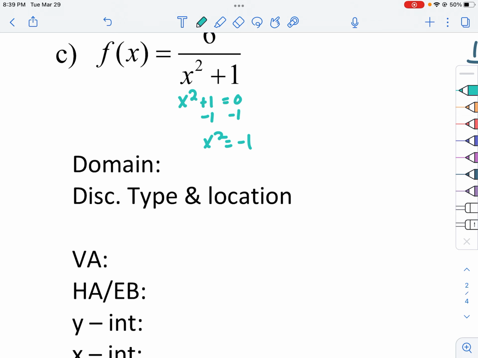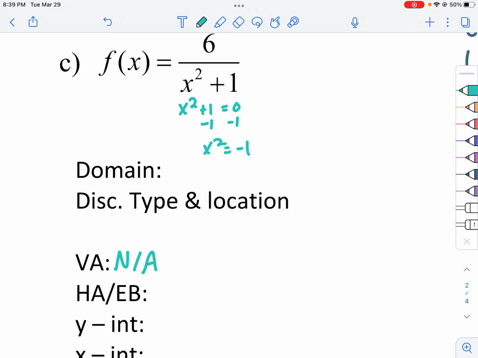So in this case, because we would get imaginary values if we tried to set the bottom equal to 0, it actually doesn't have any vertical asymptotes, because there is no real number that would create any type of infinite discontinuity here. So there's no vertical asymptotes, there's no discontinuity, and if neither of those things exist, that means the domain is just all real numbers.